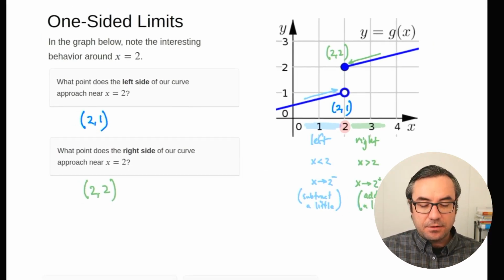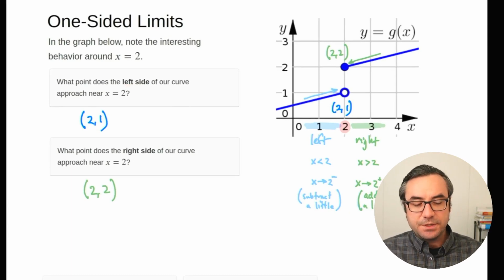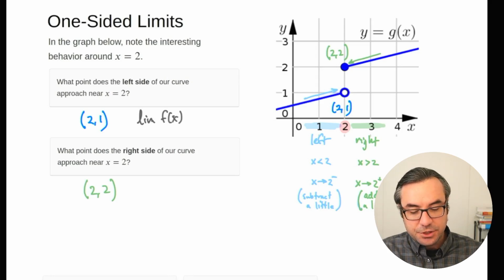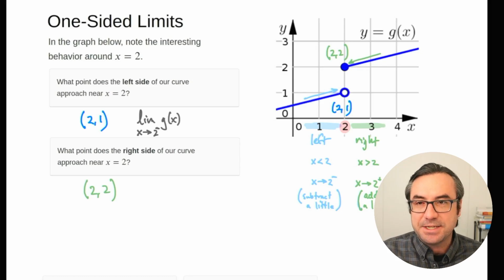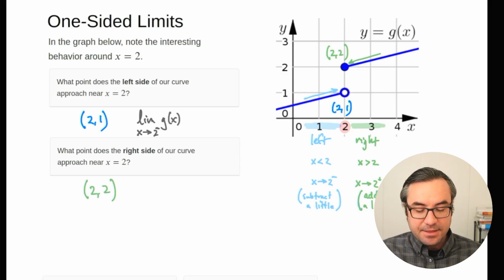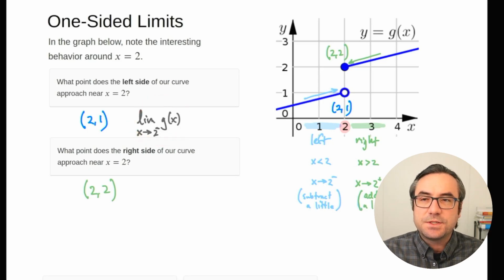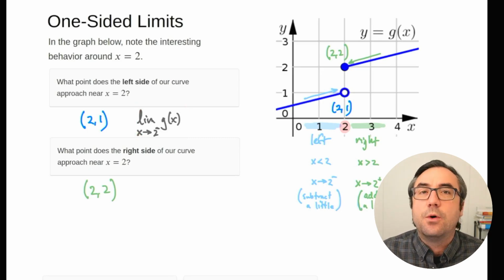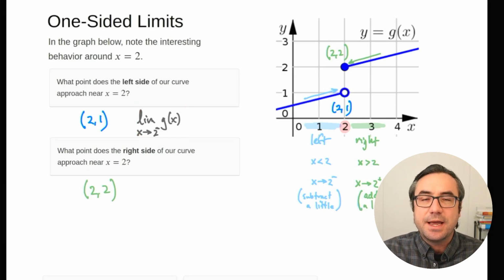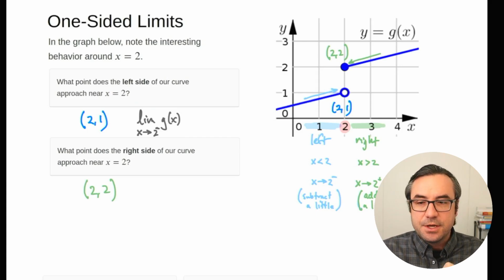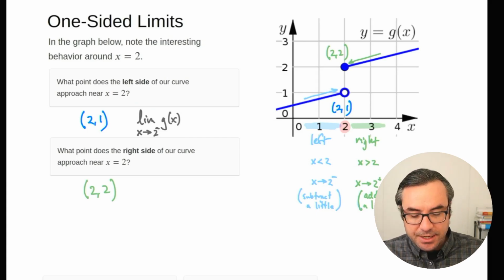Well, in the case of the left side here, we would say our left-hand limit, and our function name is not f, it's g of x. So we're approaching 2 from the left, so I put a little minus there. And in this case, this limit is asking us what's the location, where is that function going as x gets closer to 2 from the left.